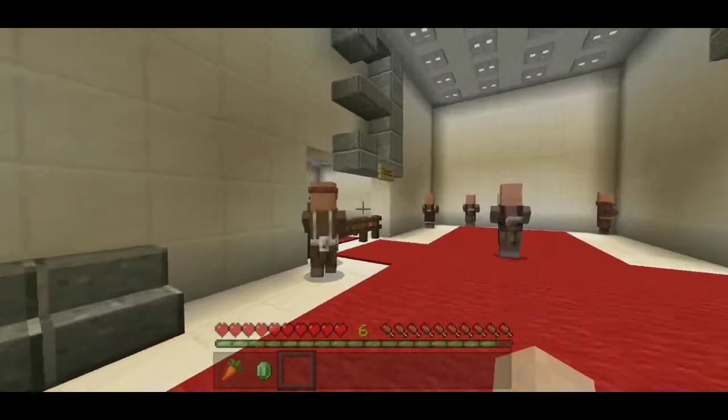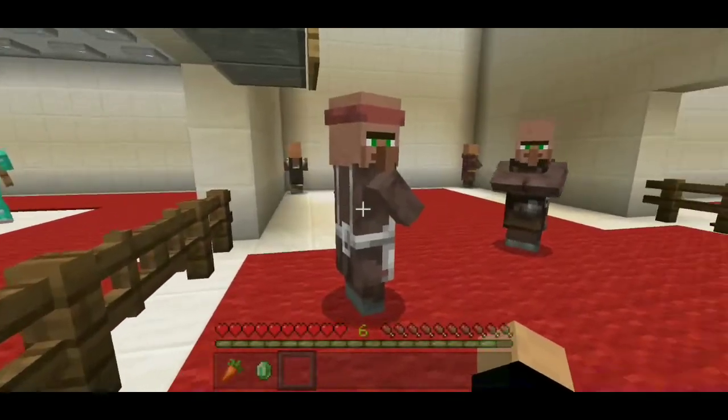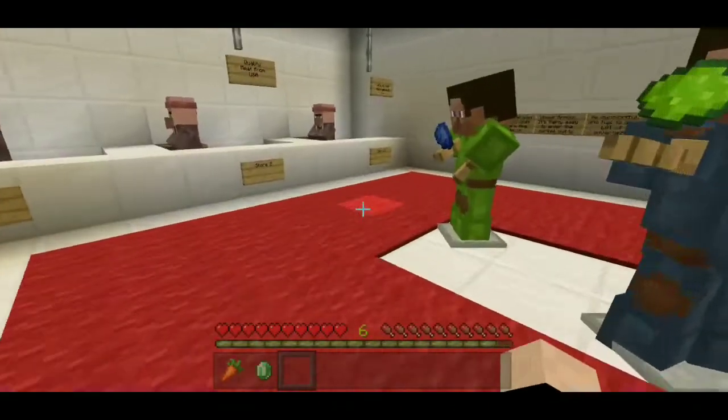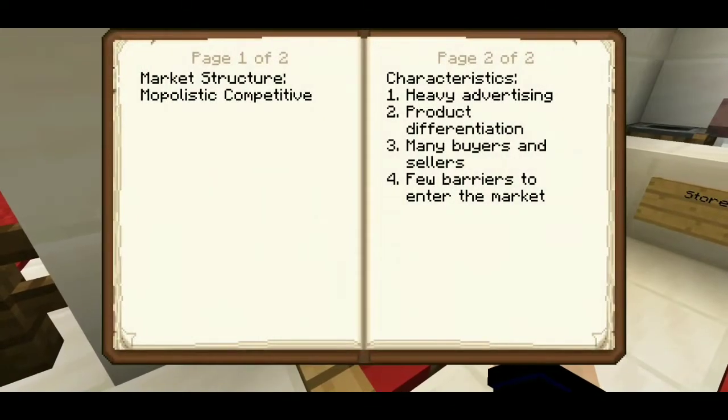market structure. So this is monopolistic competition, and this is the most common one. So heavy advertising, product differentiation, many buyers and sellers in the market, and few barriers to enter the market.